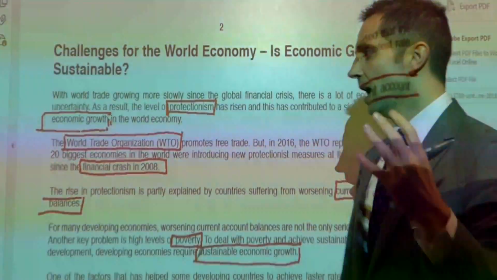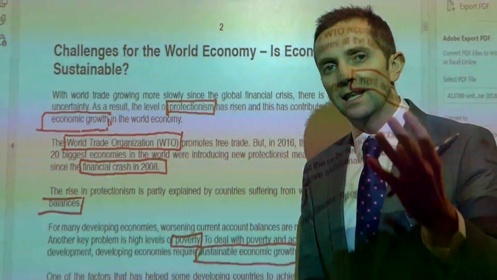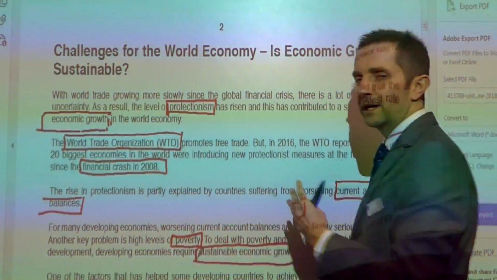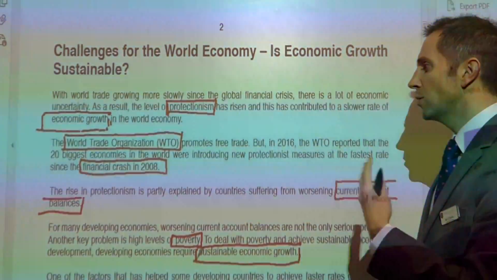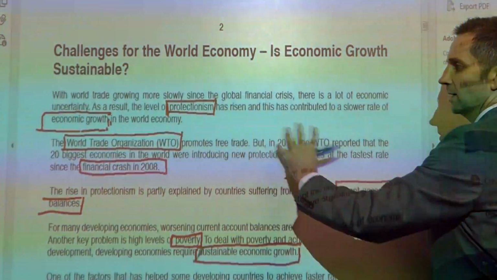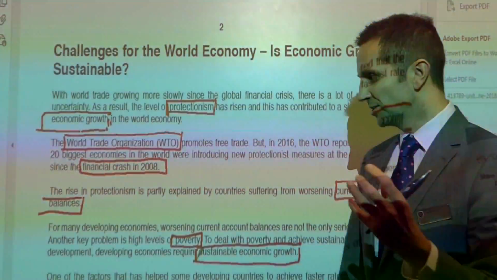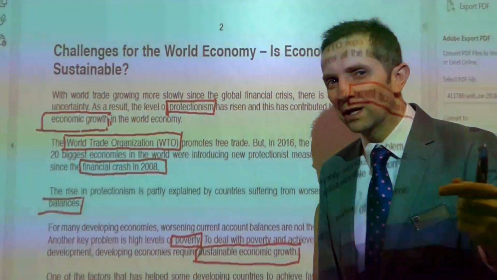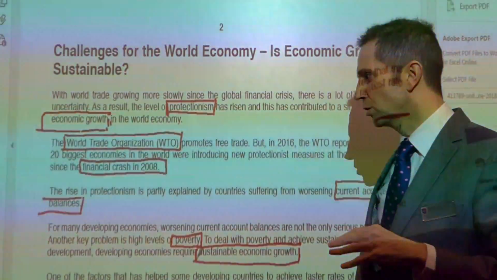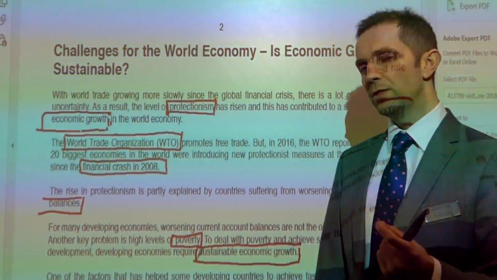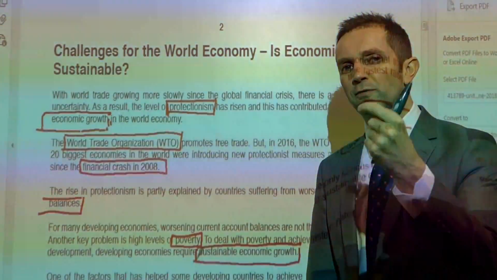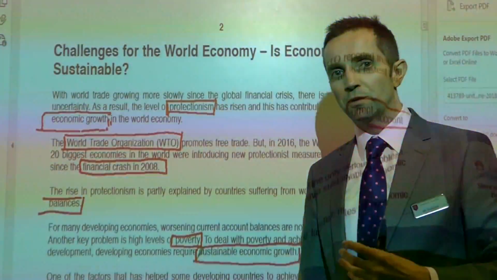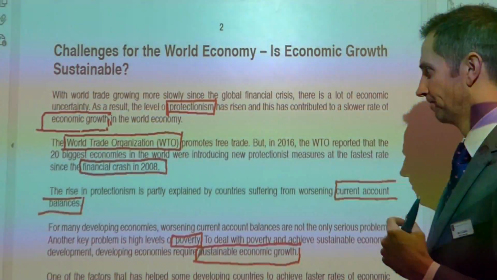Remember, economic growth as shown by the change in the level of GDP, gross domestic product. The World Trade Organization, the WTO, promotes free trade. So this whole notion of the World Trade Organization, by its very name, trade, it's obviously something to do with trade and movement of goods and services between countries, imports and exports. But the World Trade Organization obviously aims to promote free trade and the removal of these barriers to trade, which we would refer to as protectionist policies.